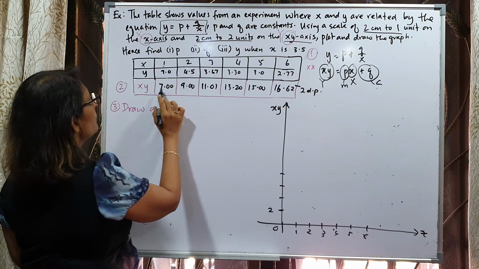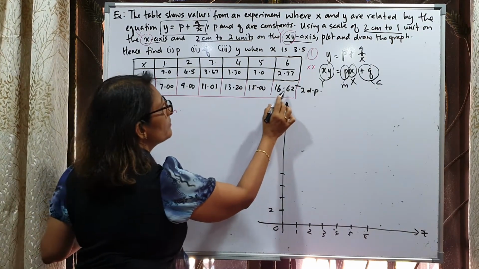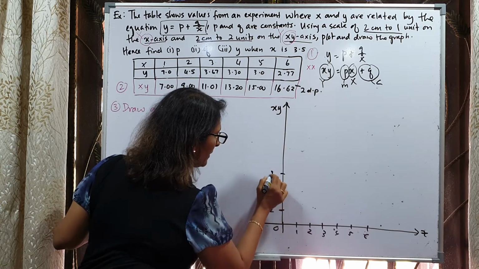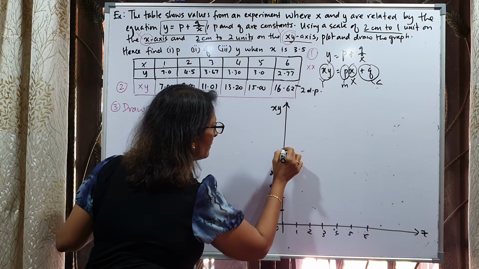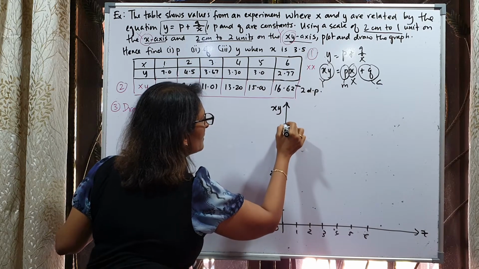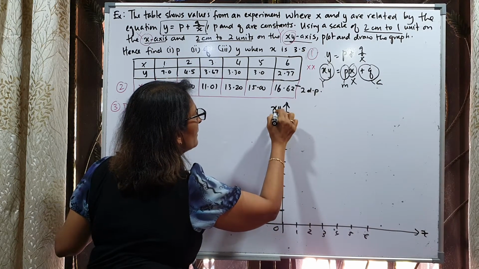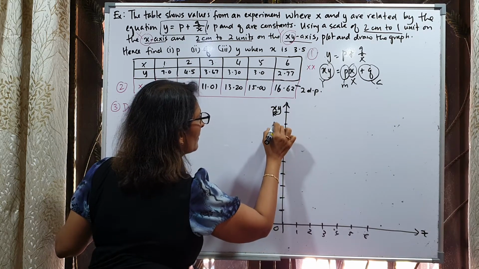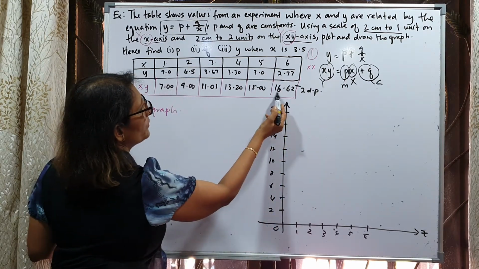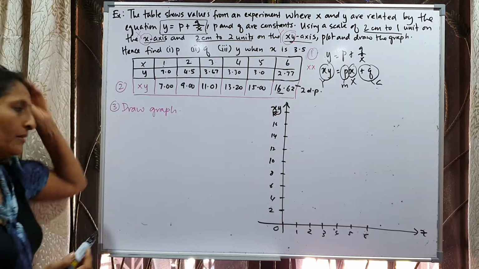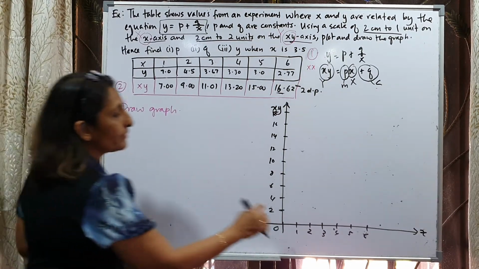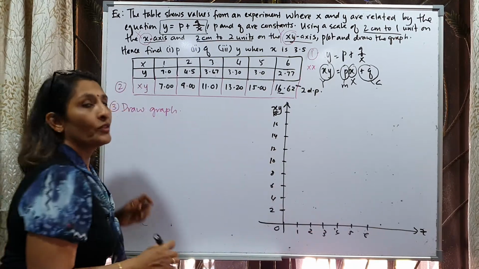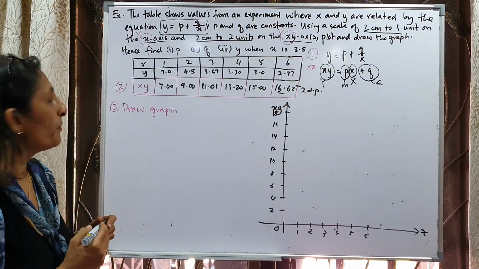How high do we have to go? Let's look at the values. From 7 right up to 16.6, so we need until 18 here: 2, 4, 6, 8, 10, 12, 14, 16, 18. You have to go up to the last one, the maximum, and likewise on the other side. So we have labeled the axes and drawn to the scale. Now we plot the points.